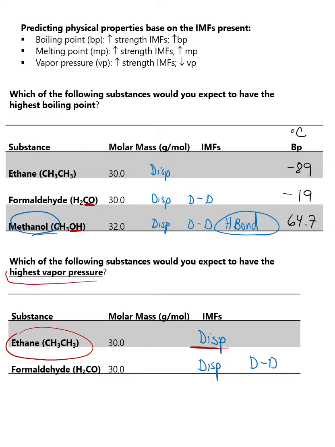Since you're looking for the highest vapor pressure, you're trying to find out the compound out of your table with the lower interactions, or the weaker IMFs. If you're looking for a compound with the lowest vapor pressure, you will be looking for the compound with the strongest IMFs, because the relationship between those two is inversely proportional.